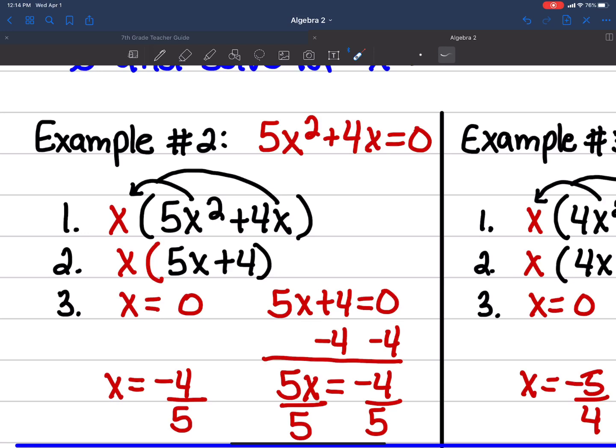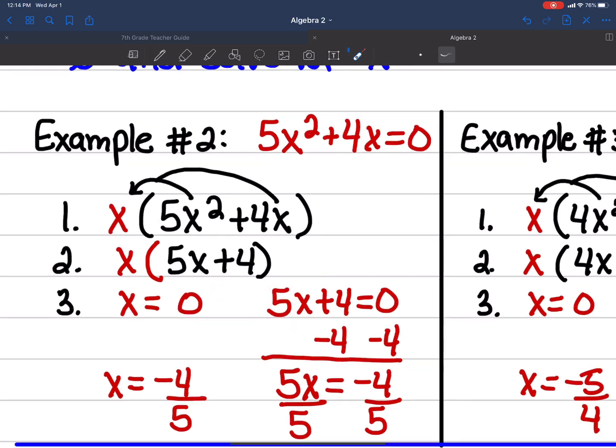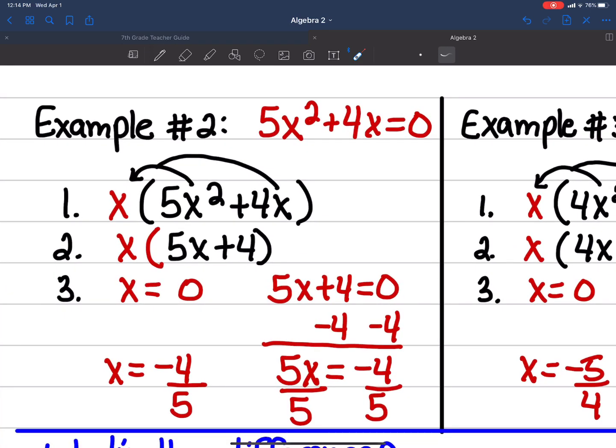So I have x out here, factor that out, and I'm left with 5x plus 4. And leave that in the parentheses. Now I'm going to do step number 3, set both terms equal to 0. The one in the parentheses is the one you are going to have to work out the most. So here we go. We're going to add a negative 4, so these two will cancel out. I'm left with 5x equals negative 4. I'm going to divide by 5, and x equals negative 4/5.